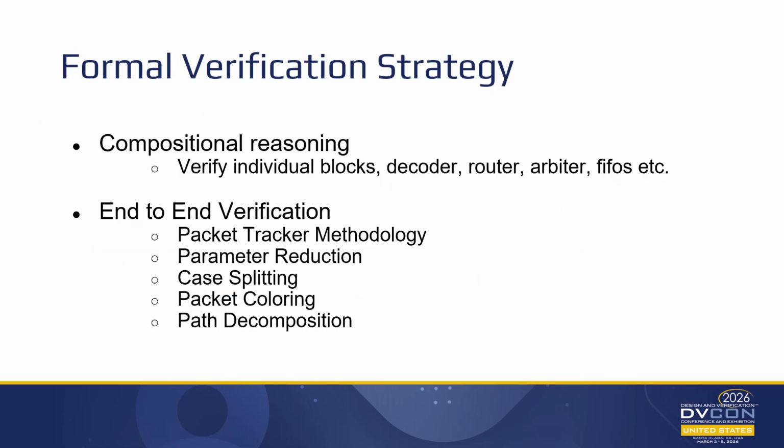This slide summarizes our formal verification strategy. We start with compositional reasoning, where instead of verifying the entire NOC monolithically, we verify individual building blocks in isolation, such as the decoder, the router, arbiter, and the FIFOs. Once these proofs are established, they are assumed as guarantees at the next hierarchy level to verify router level properties, including flow control, packet forwarding, and interface compliance.